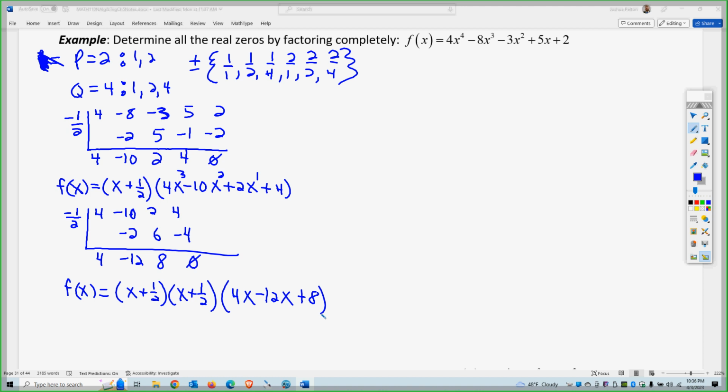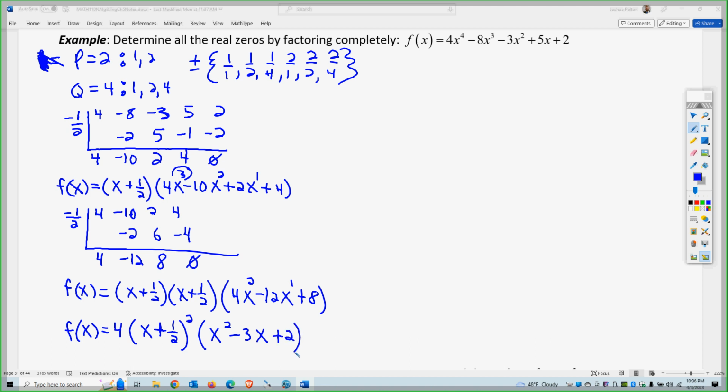Okay, and this was a third power, right? So now I'm left with 2 and 1. Okay, so we can rewrite this. And I notice I have a common 4 I can take out of here. So if I take out the 4, I'm left with f of x equals 4 times (x plus 1/2) squared. Okay, so I'm left with x squared minus 3x plus 2.